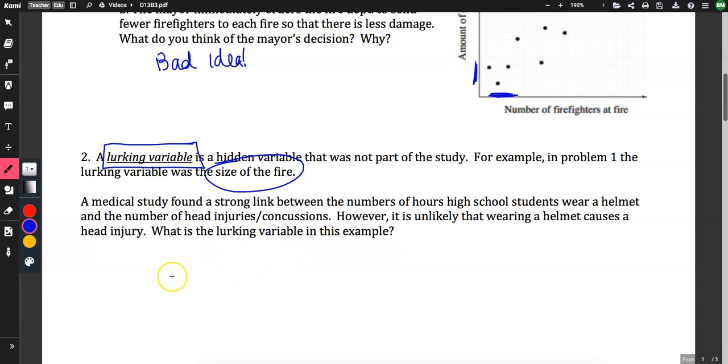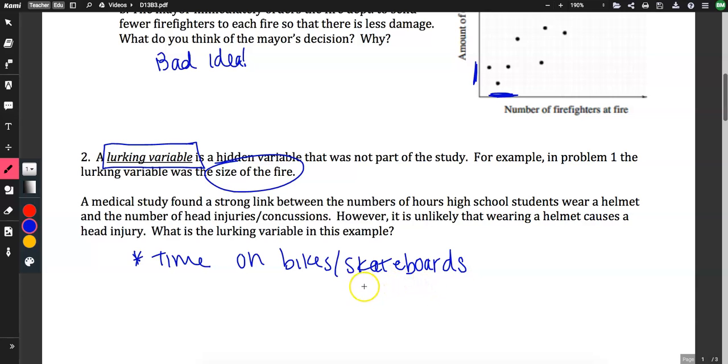So when I thought about this, I think of kids that are doing dangerous things. So maybe they're spending more time on bikes or skateboards or whatever other things you would wear a helmet to do that's also kind of dangerous. Or maybe they're playing sports. There's a lot of sports where you wear a helmet, football, lacrosse, and those often have head injuries. So it's not that the helmet is causing the head injury. There's probably some other variable influencing both things.